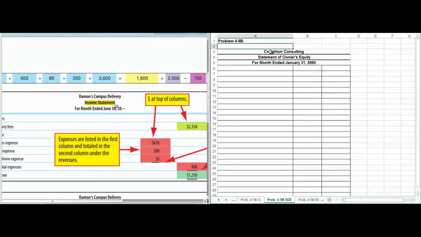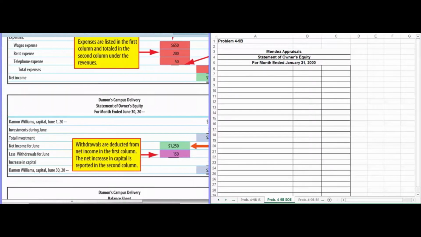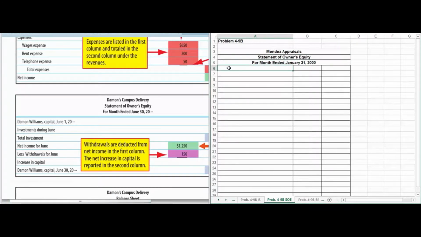So now we're going to take that amount and go over to our statement of owner's equity. And so again, we're going to follow the format in the book. For this problem, it's going to be Benito Mendez, Capital. And for whatever period this is, let's just go January 1st. And we're going to have investments during January.